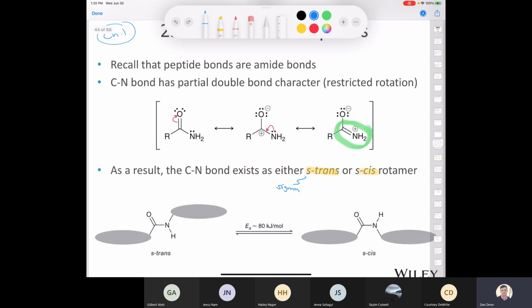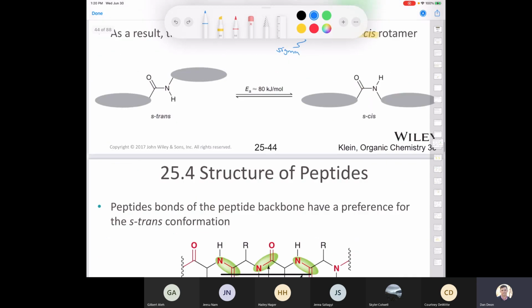Now, if you've spent any time studying the structure of peptides and proteins, you've probably heard of this before, or maybe you weren't aware of this, but you probably understood that proteins do have some conformational restriction. However, because not all of the bonds in the peptide or the protein possess this partial double bond character, they can adopt some very interesting conformations. So let's take a look here.